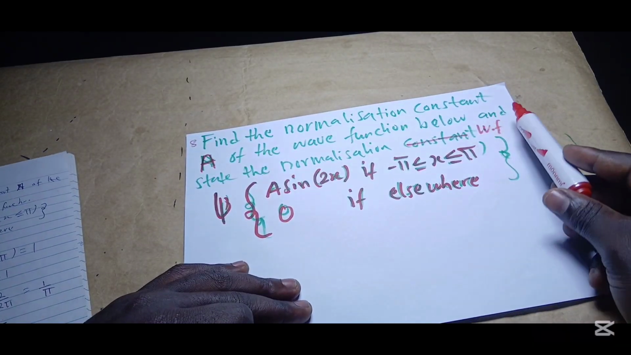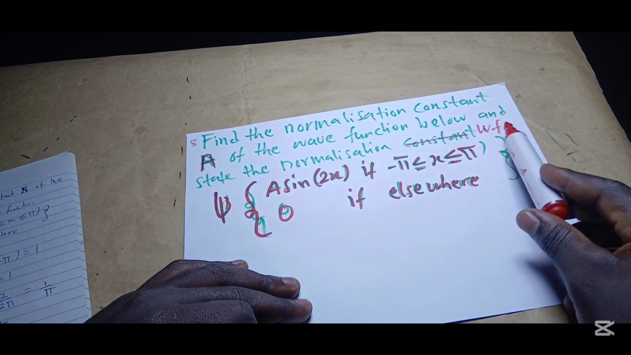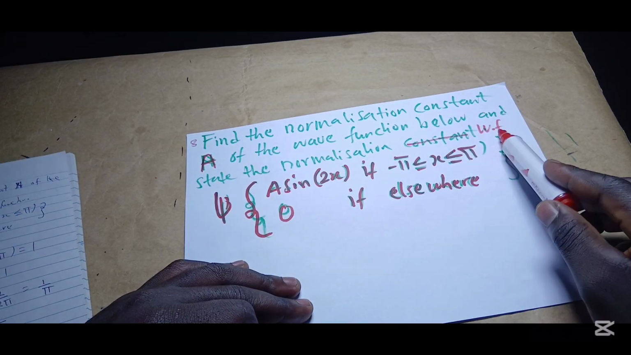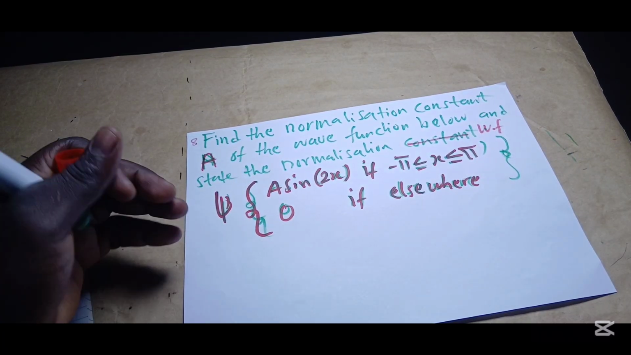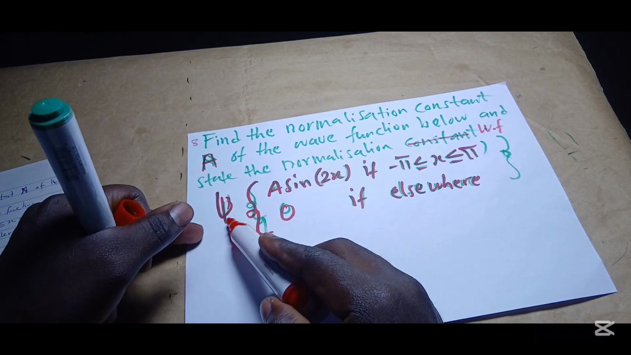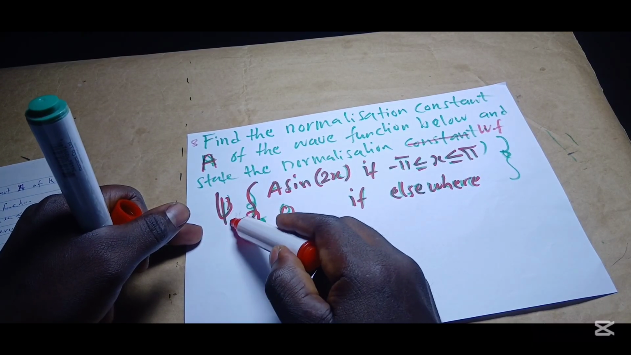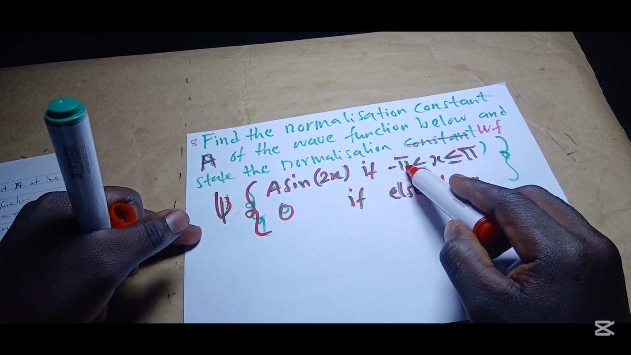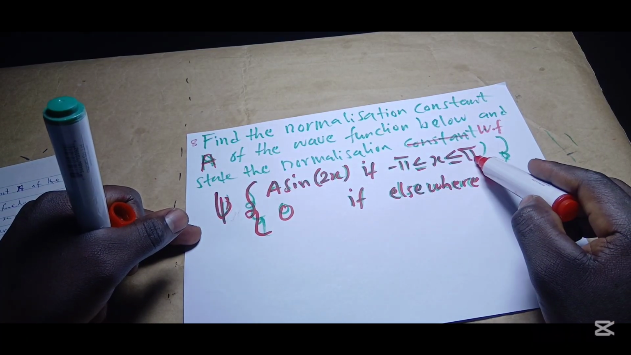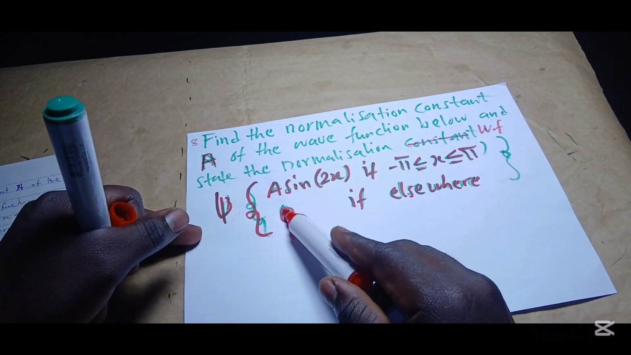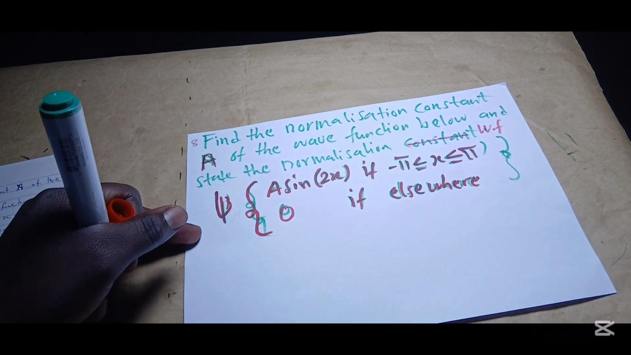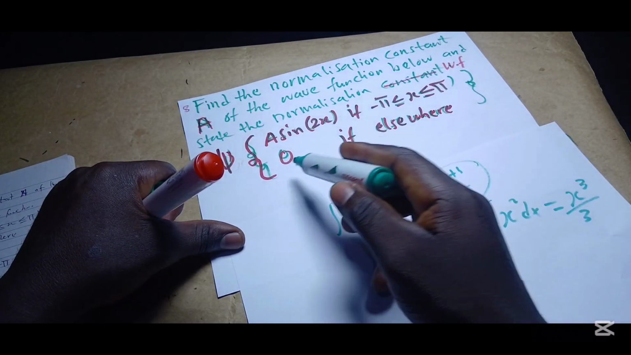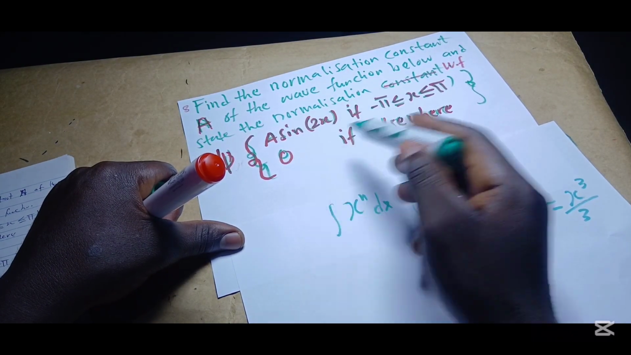Find the normalization constant a of the wave function below and state the normalized wave function. The wave function is given to us as psi of x equal a sine 2x if the interval is from negative pi to positive pi, and the wave function is 0 if elsewhere. In actual sense, the wave function is 0 elsewhere.